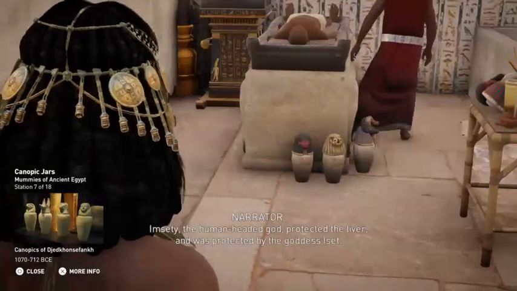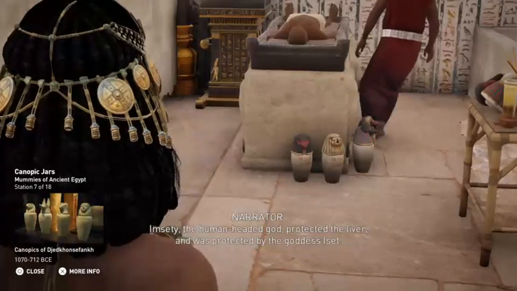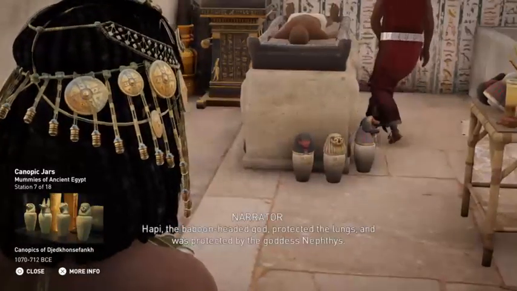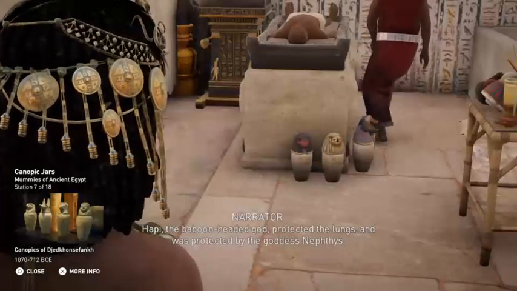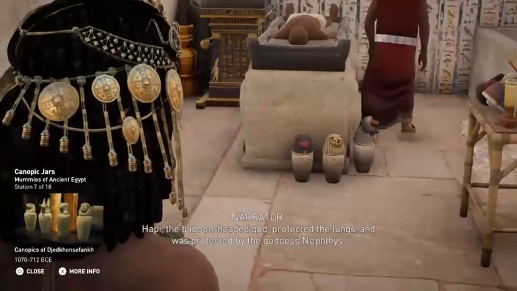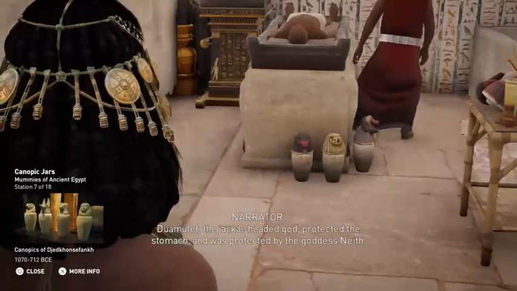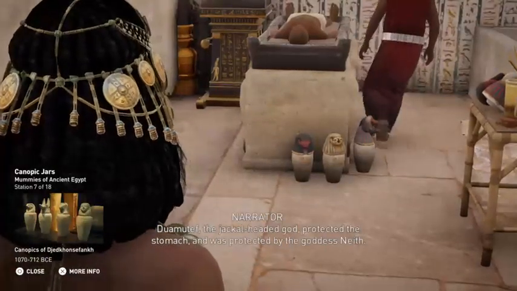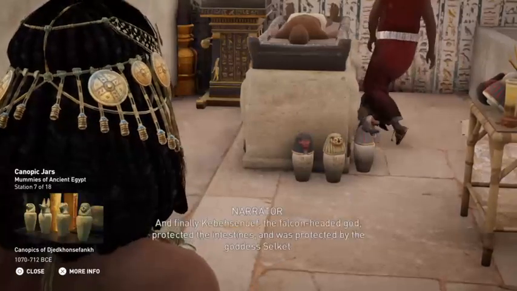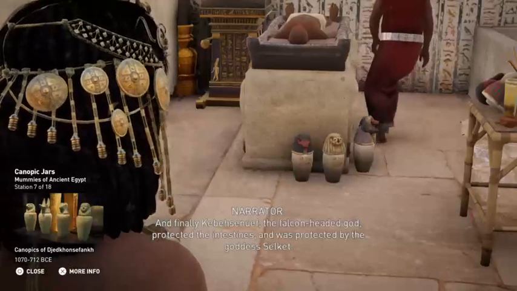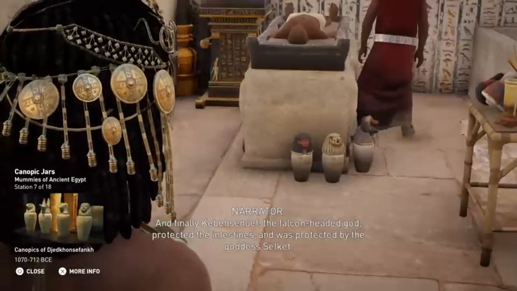Imseti, the human-headed god, protected the liver and was protected by the goddess Iset. Hapi, the baboon-headed god, protected the lungs and was protected by the goddess Nephthys. Dumut-Ef, the jackal-headed god, protected the stomach and was protected by the goddess Neith. And finally, Kebesenuef, the falcon-headed god, protected the intestines and was protected by the goddess Selket.